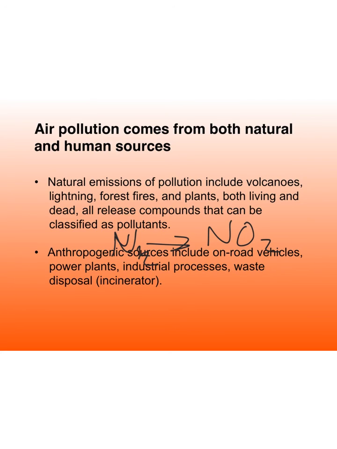Okay, anthropogenic sources include on-road vehicles. So again, the vehicles, hit the vehicles hard, right? And how do we decrease anthropogenic sources of air pollution? Well, you got to stop driving. We have to drive less. We have to figure out ways to carpool, use public transportation, use alternative fuel sources.